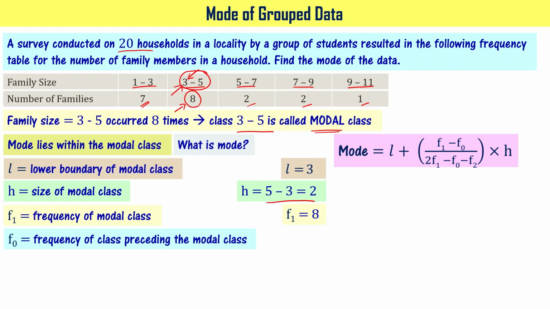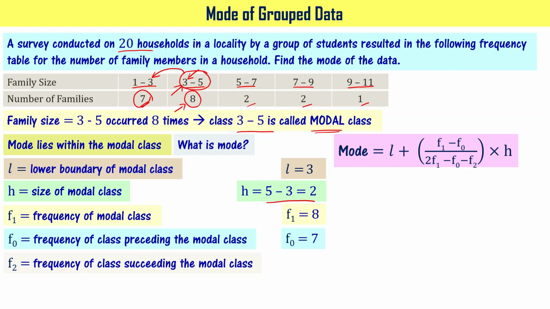f0 is the frequency of the class preceding the modal class. The modal class is 3 to 5, so the class preceding it is the 1 to 3 class. Its frequency is 7, so f0 is 7. Now f2 is defined as the frequency of the class succeeding the modal class. The class succeeding the modal class is 5 to 7, and its frequency is 2.